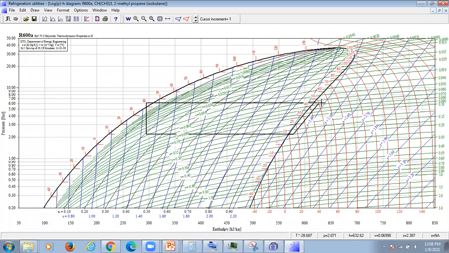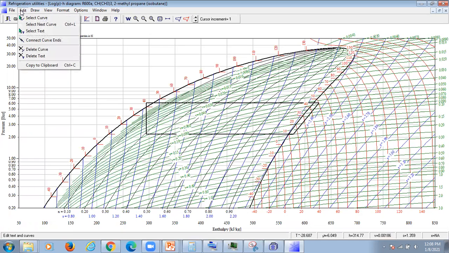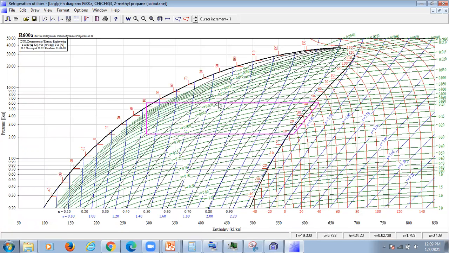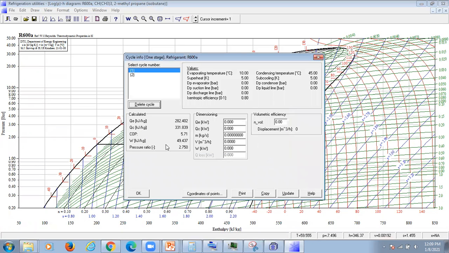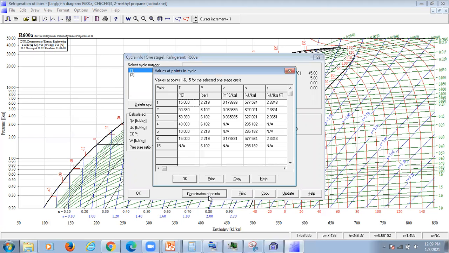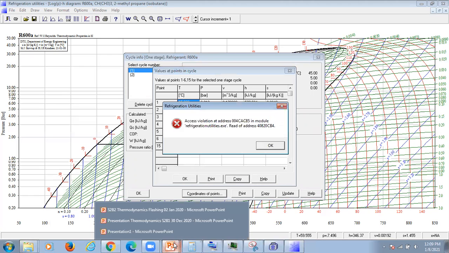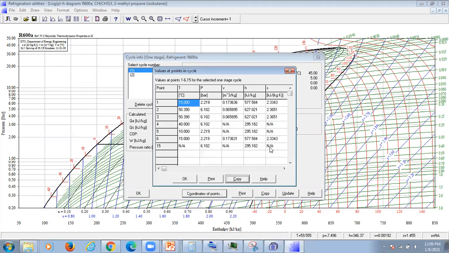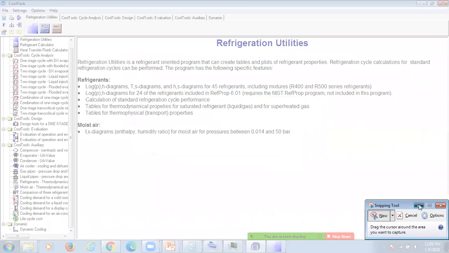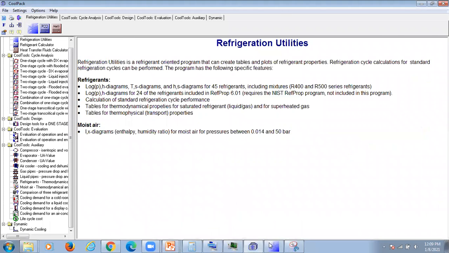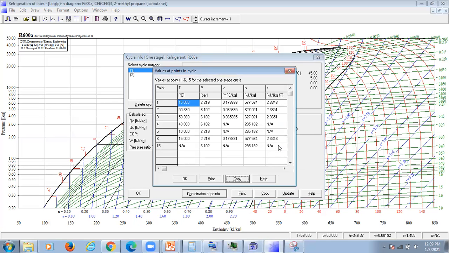So you can say this. Select curve. This one. Cycle. This is the value. So show info. So these are the information here, and the coordinate points are here. So let me take these coordinate points. I have to take what happens.